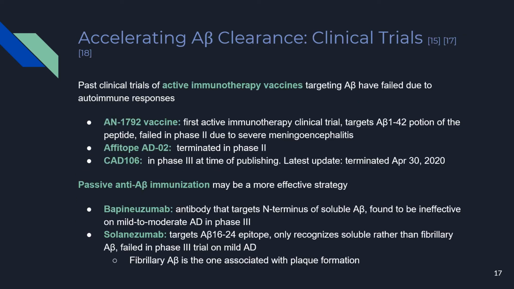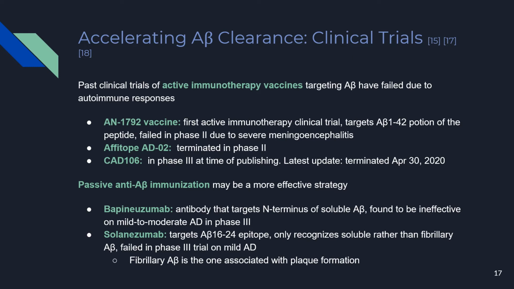The AN1792 vaccine was the first active anti-amyloid beta immunization to undergo clinical trials, but failed as it caused severe meningoencephalitis in some individuals. Clinical trials for Affitope were terminated, and no reason was given in this review. As of the most recent update in April, CAD106 trials were terminated, and I couldn't find a reason, but it was likely due to adverse effects or ineffectiveness.